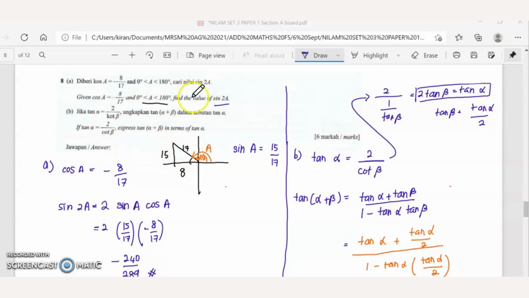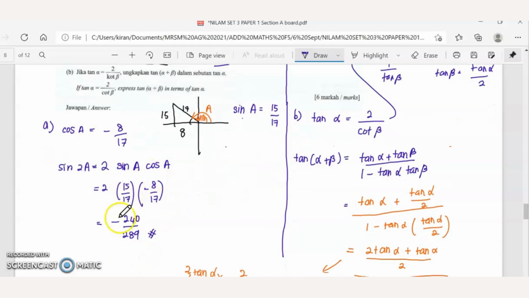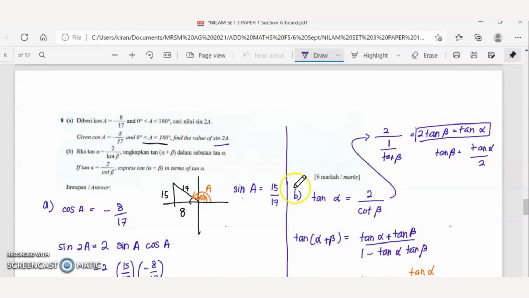Okay, and then given that find the value of sin 2A. Sin 2A kita pecahkan double angle to 2 sin A cos A. So from this part you can calculate sin A. So since sin is positive in second quadrant, so we get 15 over 17 in positive, and then we substitute into the formula and we get negative 240 over 289. Okay, so we go to B.